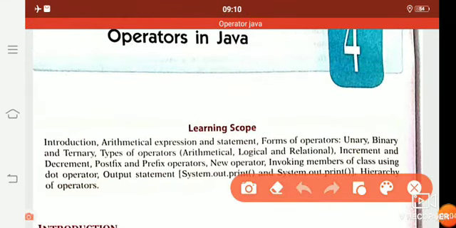Hello beta, good morning. Now today we will discuss operators in Java. The next topic is operators in Java.